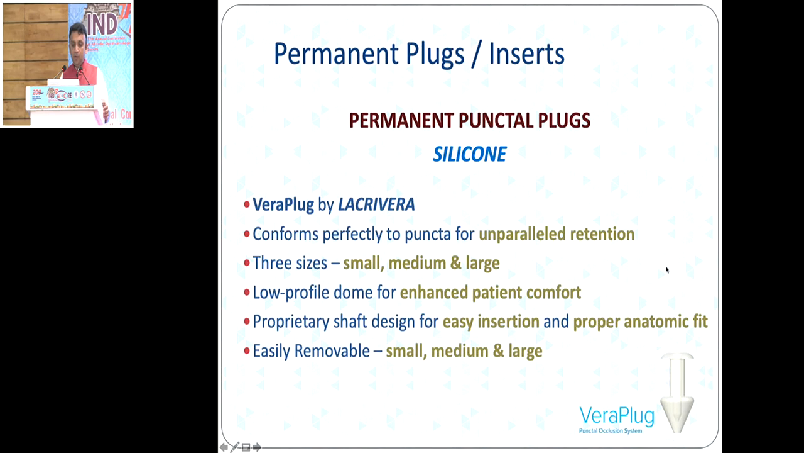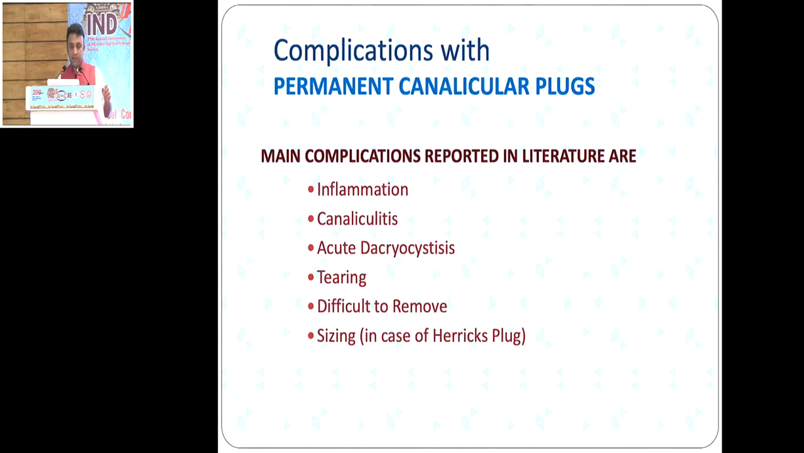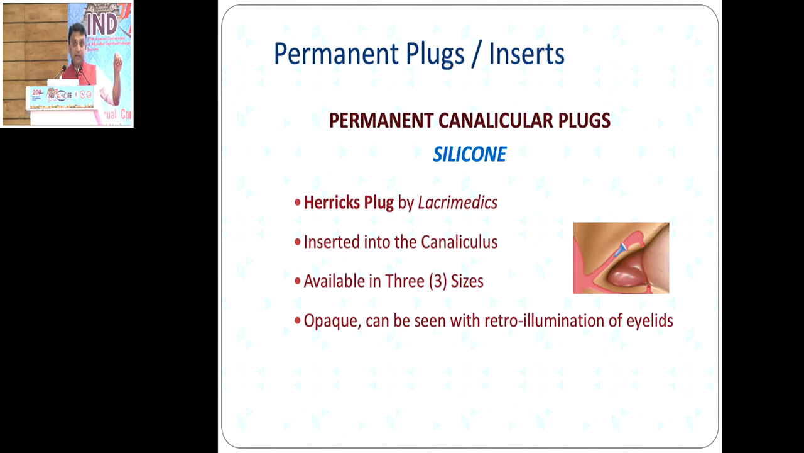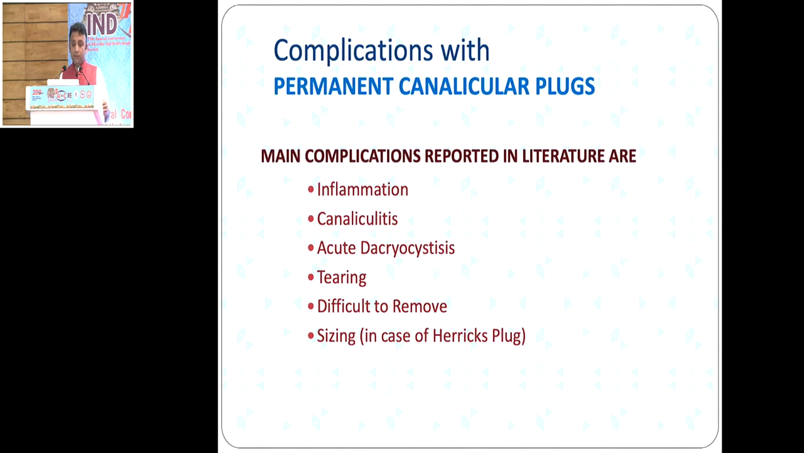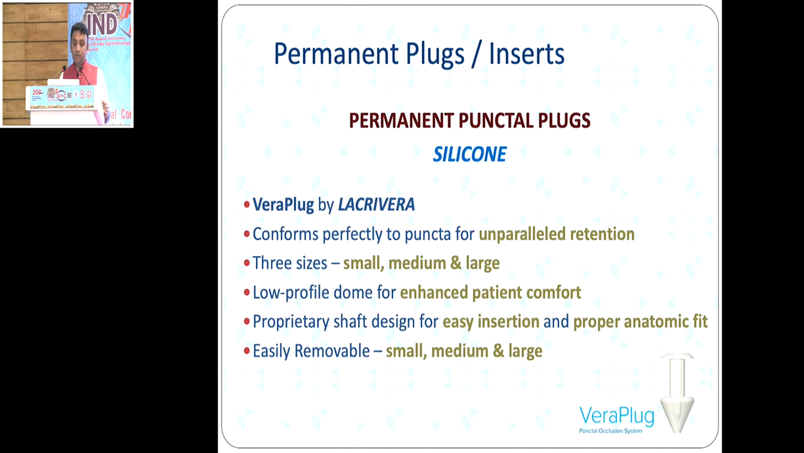Similarly, if you talk about the collar stud design of the punctum plug, or rather true punctum plug, these are the plugs which stay on the surface. Now remember, Herrick's plug goes inside, so typically sizing is not a very important thing there, but you must still have an idea about the sizing. It comes in three sizes: small, medium, large. So depending upon the size of the canaliculus, which we'll discuss, you decide that. But the sizing becomes very important when you're putting collar stud plugs or the true punctum plugs.